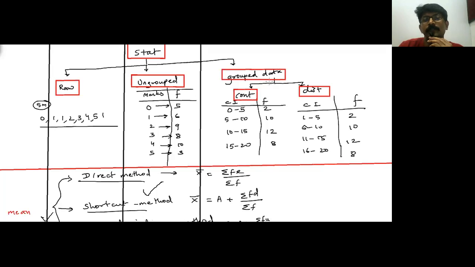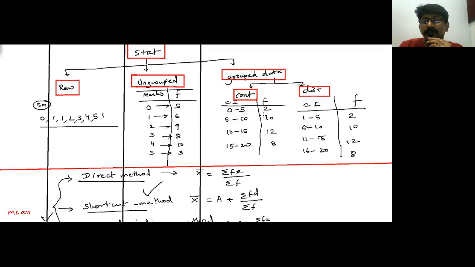Now, what is group data? Group data is again divided into two parts. One is continuous group data, and the second one is discontinuous group data. Now, what do you mean by continuous group data? Say 0 to 5. Then the next class is 5 to 10. Then the third class would start immediately with 10 to 15. Then 15 to 20. The classes are continuous, because the upper limit of the first class is the same as the lower limit of the second class. Upper limit of the second class is the same as the lower limit of the third class. So that case is called continuous classes.